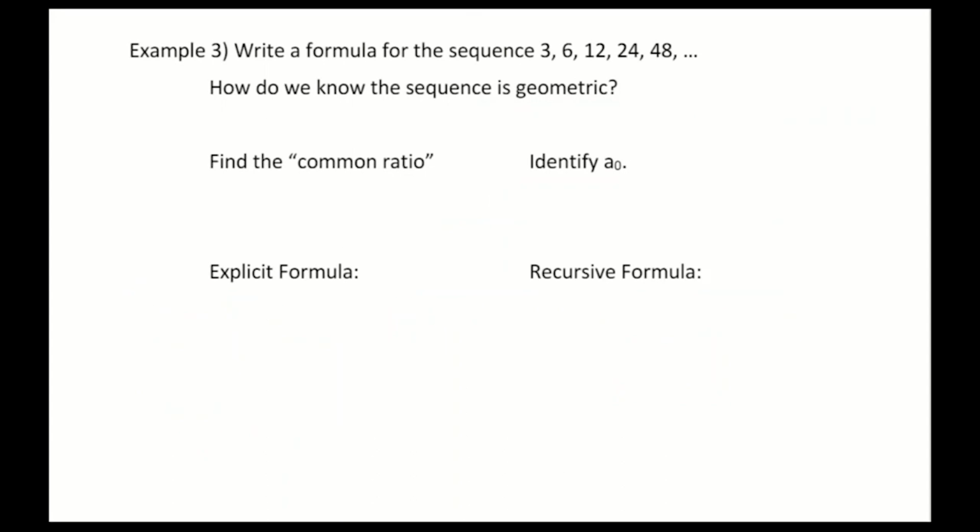So example 3 says write a formula for the sequence. The first thing we want to know is, is this actually geometric or not? The way to test that is to see if you have a common multiplier, a common ratio. Am I multiplying the same thing every time? And I am. I'm multiplying by 2.